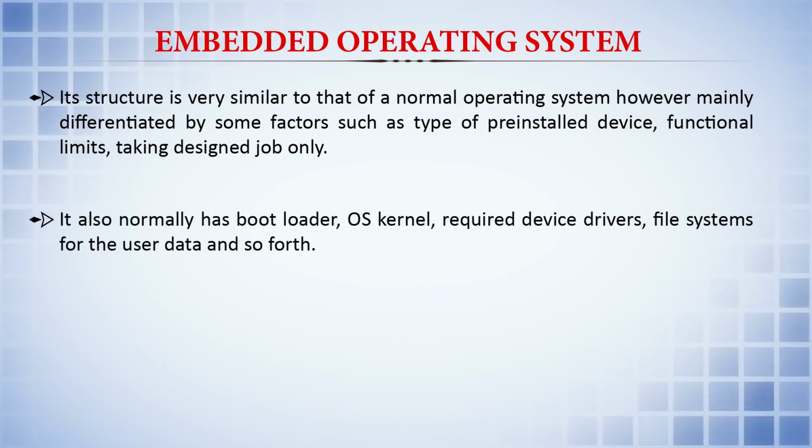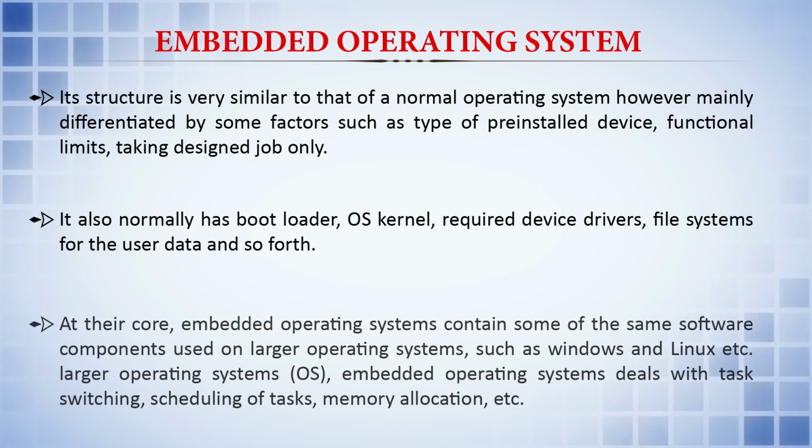It also normally has a bootloader, operating system kernel, required device drivers, file systems for the user data and so forth. At their core, embedded operating systems contain some of the same software components used in larger operating systems such as Windows and Linux. Like larger operating systems, embedded operating systems deal with task switching, scheduling of tasks, memory management, etc. Let us take some example embedded operating systems, or else embedded systems themselves. Examples include computers in cars. There may be several embedded systems in cars to look at and monitor the activities of the car.